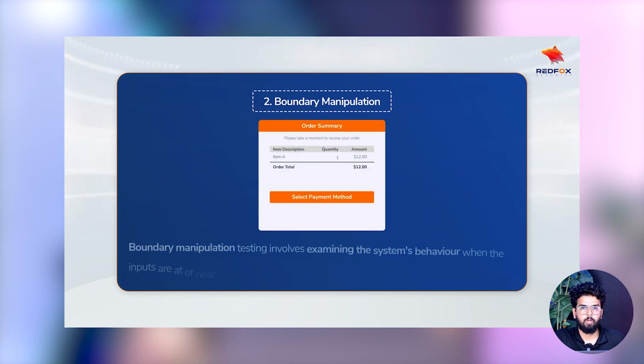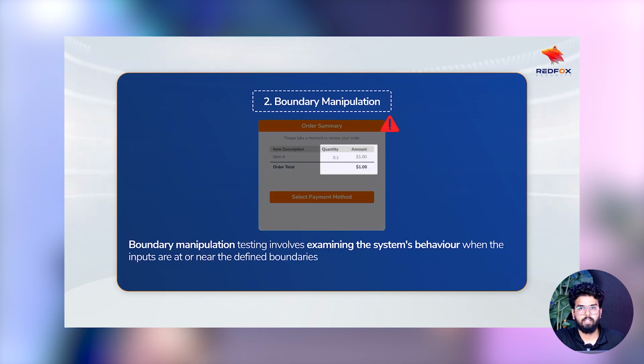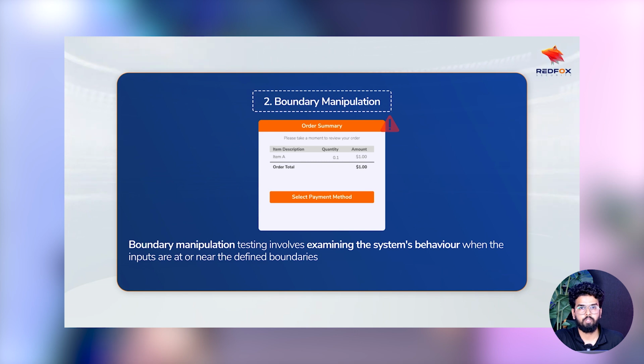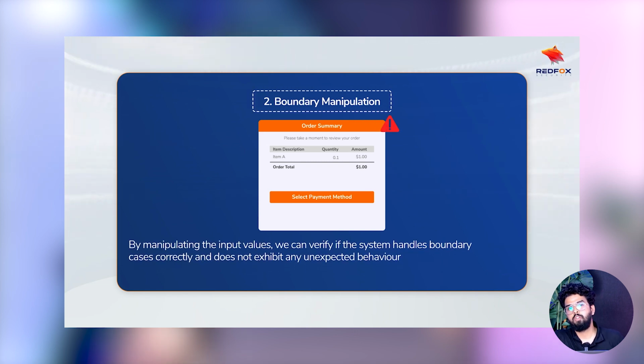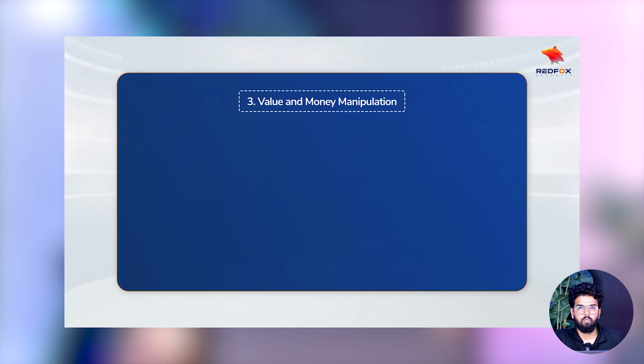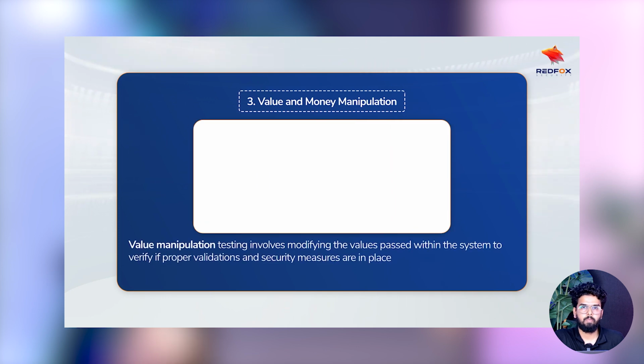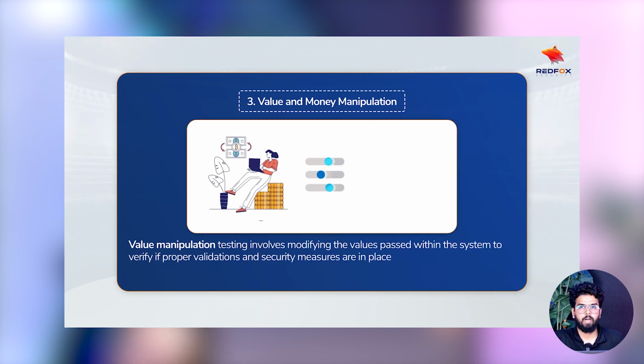Second one being boundary manipulation. Boundary manipulation testing involves examining the system's behavior when the inputs are at or near defined values. By manipulating the input values, we can verify if the system handles boundary cases correctly and does not exhibit any unexpected behavior. Value and money manipulation. Value manipulation testing involves modifying the values passed within the system to verify if proper validations and security measures are in place.